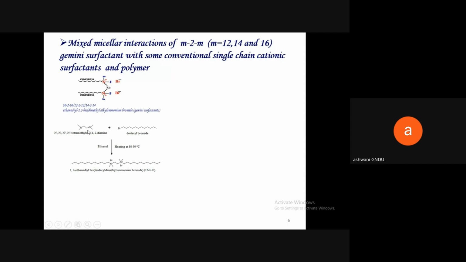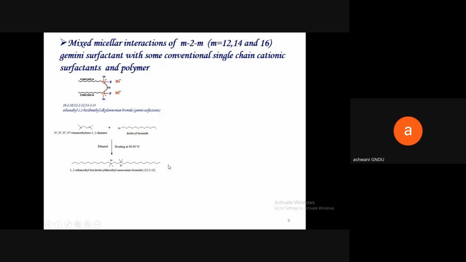Then we have studied the mixed micellization of different types of surfactants which contain two hydrophobic parts. These are the two hydrophobic tails which we have synthesized, and two hydrophilic heads of the surfactant. This is how they have been synthesized, with the diamines reacting with the alkyl bromides and heating in the presence of ethanol, and then recrystallization, forming this type of surfactant with longer chains.